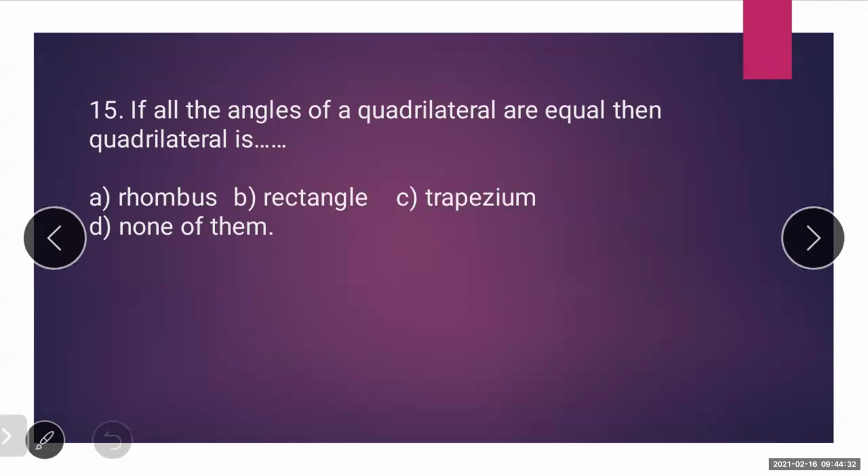So here 4 options are given. Out of those 4, square is not there, rhombus is there, rectangle, trapezium is there, and none of them. You know that only 2 quadrilaterals have all the angles equal. Out of those 2, rectangle is mentioned over here. So directly you can mark the correct option.